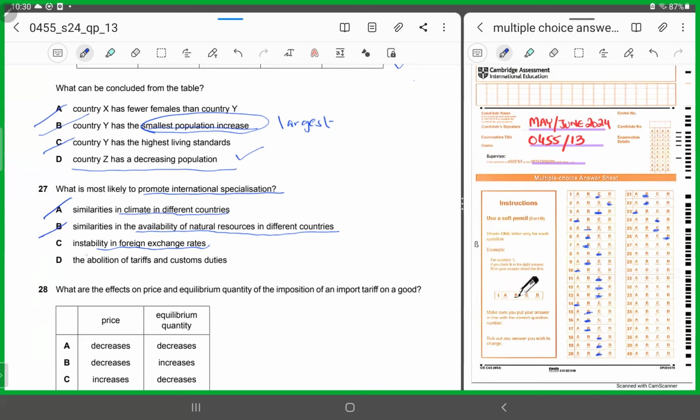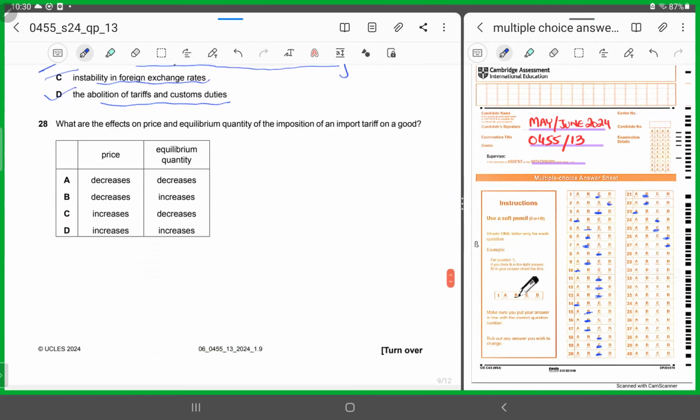C says instability. If there is instability in foreign exchange rate, do you think specialization would occur? No. So A, B, and C are all discouraging specialization, right? So you cannot go for any of these options. What about the last option? The abolition of tariffs and custom duties. Yes, that's the correct response. Why? Because once you are removing trade barriers, you are paving the way for specialization. You're making it easier, right? You're creating an incentive for countries to specialize. So for 27, it is D.